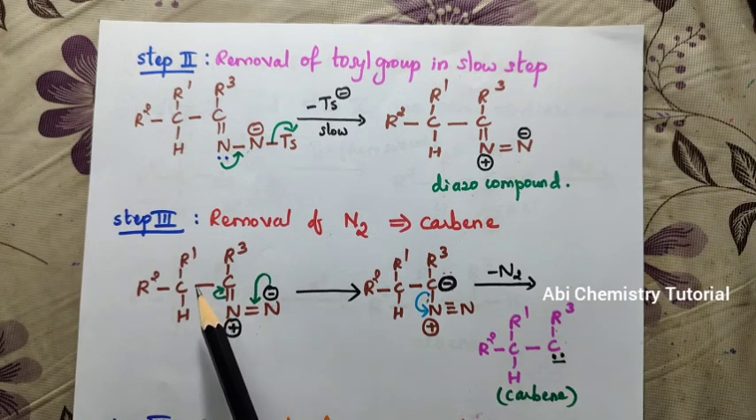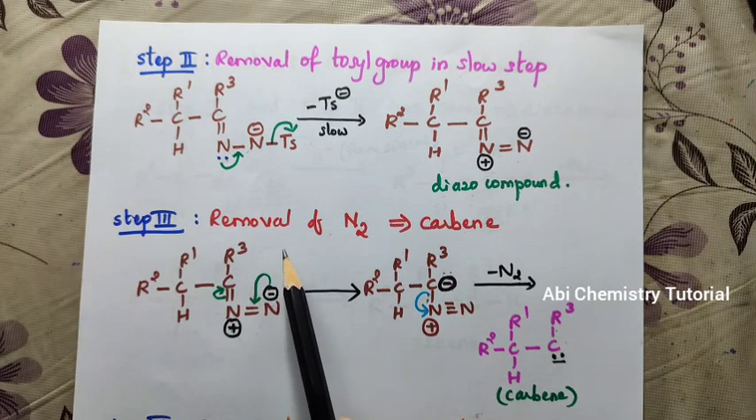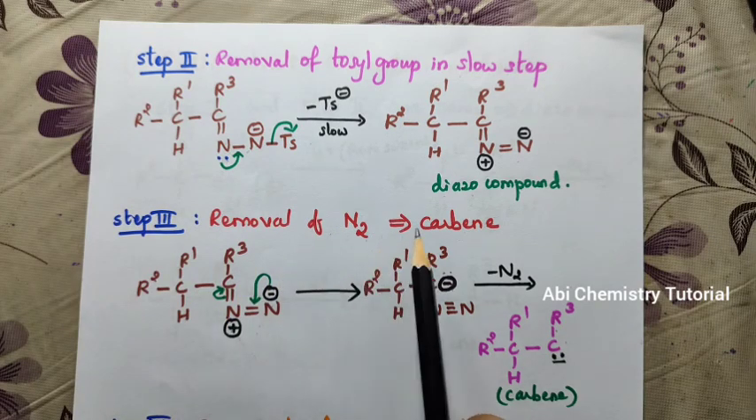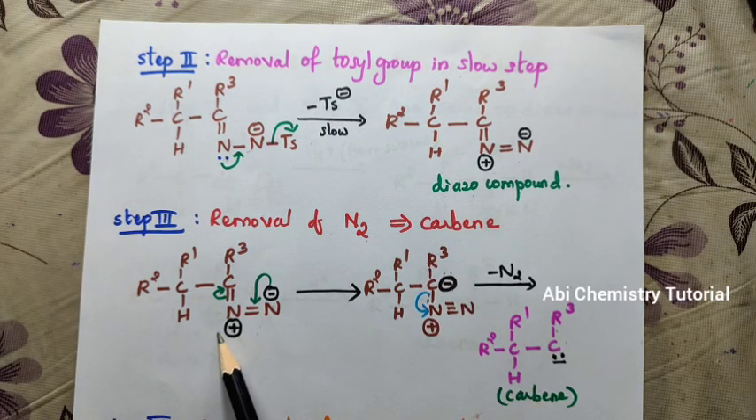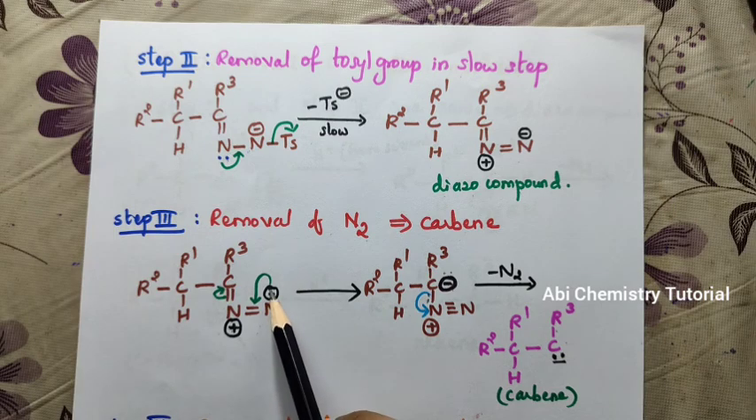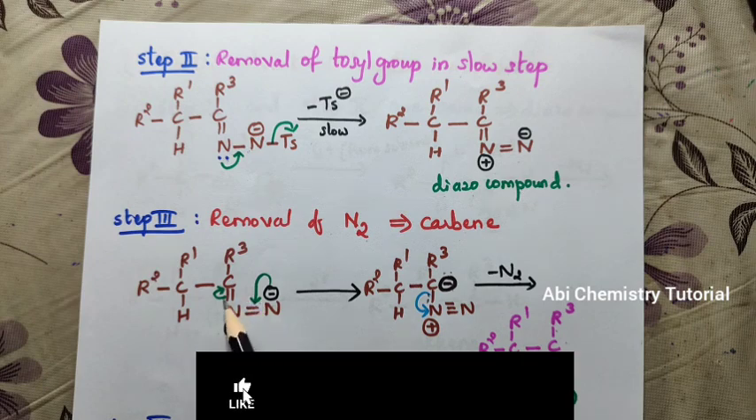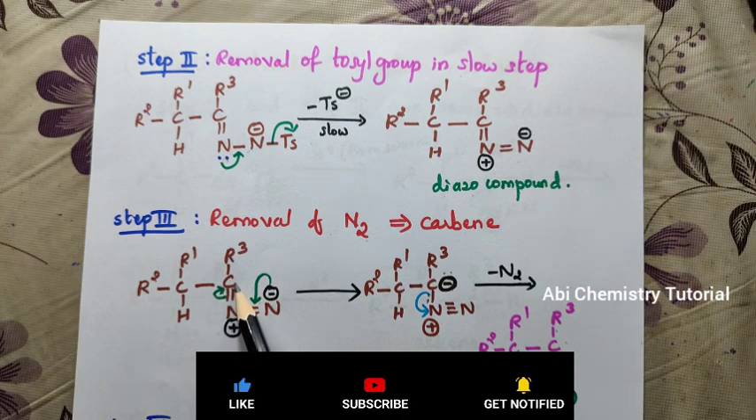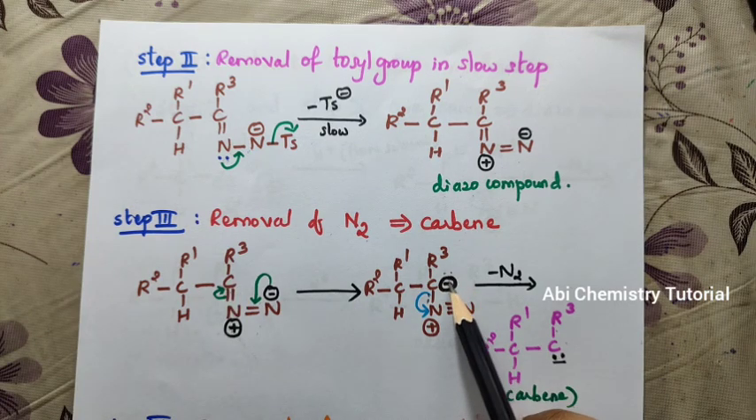So next is step 3. This involves the removal of nitrogen to form carbene. So how does it happen? The diazo compound is here, and here you can see we have a negative charge over this nitrogen. So this is shifted here to form a bond, so that one of these double bonds is shifted over this carbon, so that this carbon will get a negative charge over it.